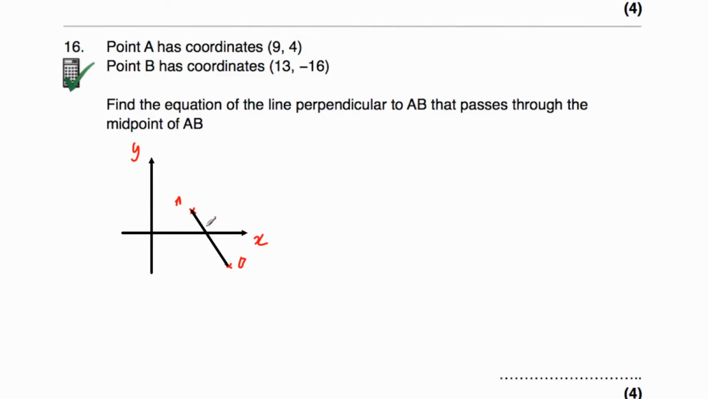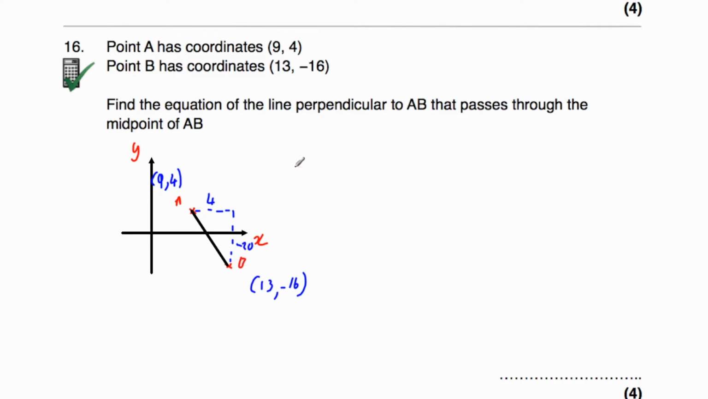So let's first of all start off by finding the gradient of AB. If we can find the gradient of AB, we can then find the gradient of the perpendicular line. So let's draw a little triangle, so let's go across and down. And in terms of our points, we had the point A, which was 9, 4, and we've got the point B, which is 13, negative 16. So to get from 9 to 13, we're going to go across. The run will be 4. And then in terms of the rise, we're going from a height of 4 down to a height of negative 16. So the rise would be minus 20. We're going down 20 there.